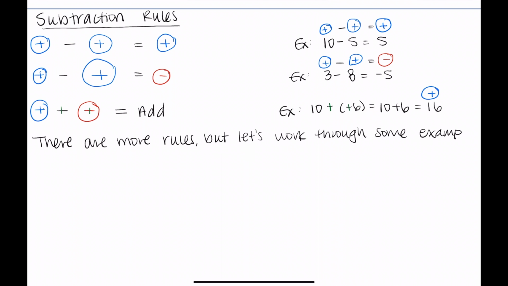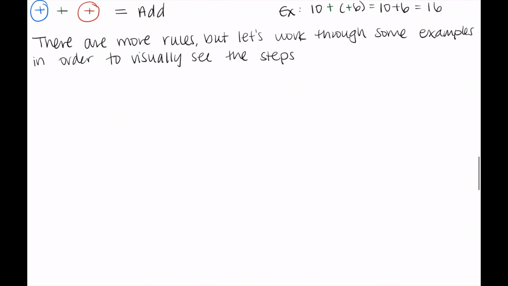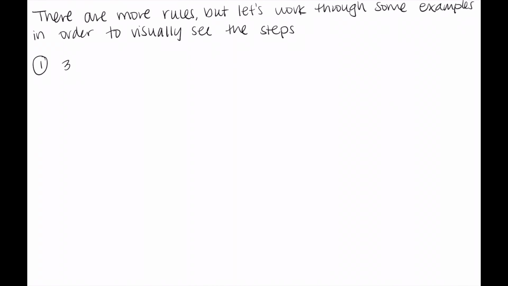So what I want to do is I just want to work through some examples to get these rules and our thoughts in practice in order to fully understand everything and to visualize it with the number lines. So for our first subtraction problem, what if we had 3 minus 18? Both of them are positive, right? But 18 is greater than 3, so we know that our answer will be negative.